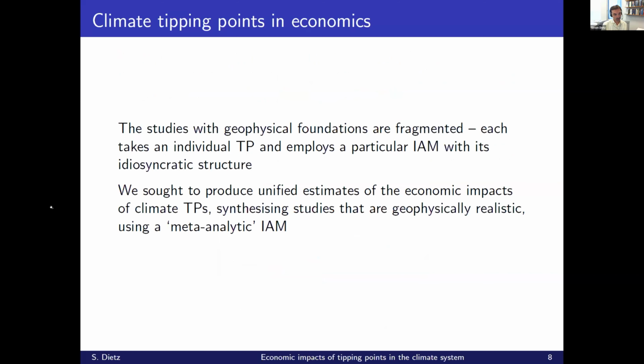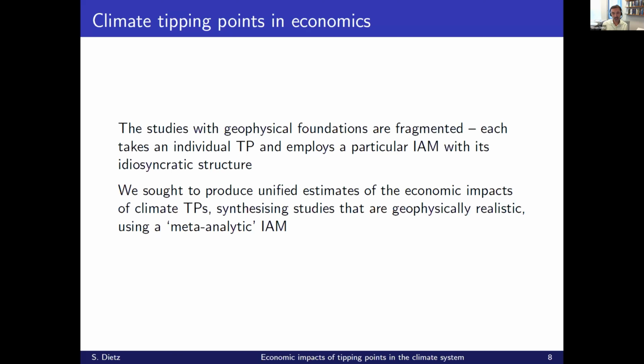Now, the difficulty with this literature based on geophysical foundations is that it's fragmented. So there are 21 papers or so in this literature. Each typically takes an individual tipping point, and it employs a particular integrated assessment model, or IAM, with its own idiosyncratic structure to study it. So if you then want to somehow construct a synthetic estimate of the impacts of crossing lots of climate tipping points, you've got a challenge. You can't just take estimates from the literature and add them all up, because they come from different IAMs, and in any case, the effects of tipping points may not just be additive.